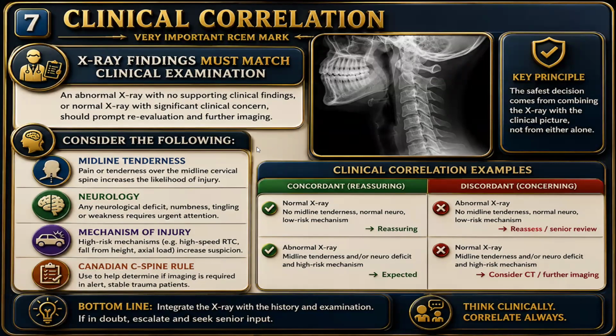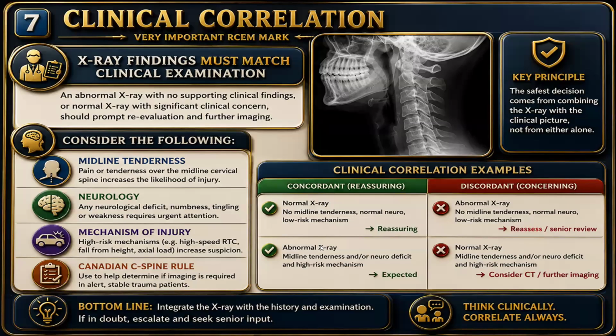What if the X-ray is normal, but the patient has symptoms or signs? This is called discordant. It means not matching. So if the X-ray is matching, this is called concordant. No need to confuse yourself. So the normal X-ray and no midline tenderness, normal neuro, low risk mechanism, this is reassuring.